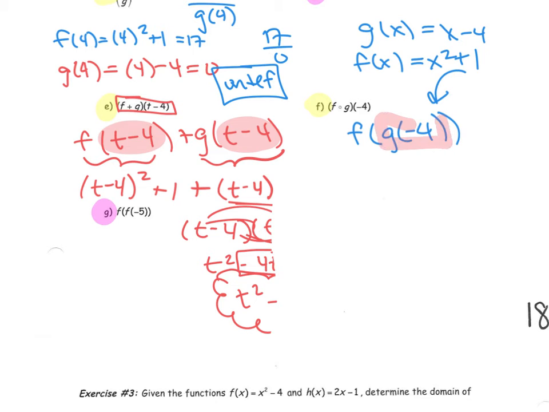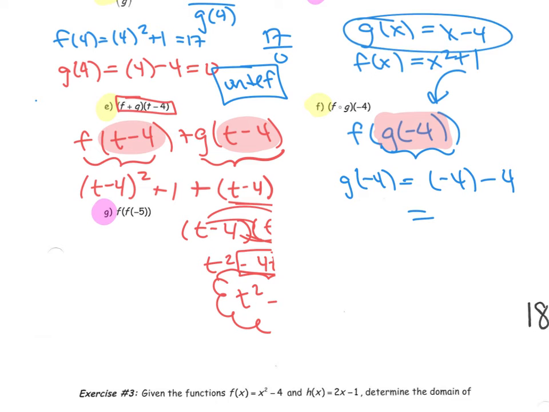We have g of negative 4. So let's do the innermost part of the function. G of negative 4 will be negative 4 minus 4. We're just plugging into this function up here, which is negative 8.